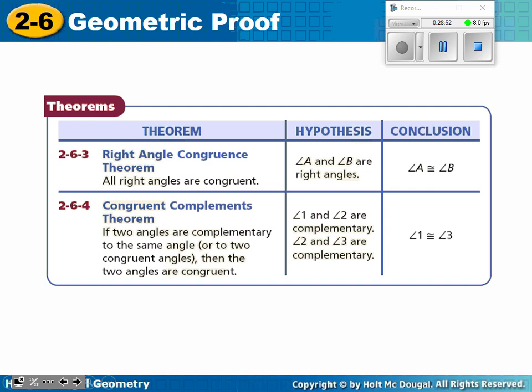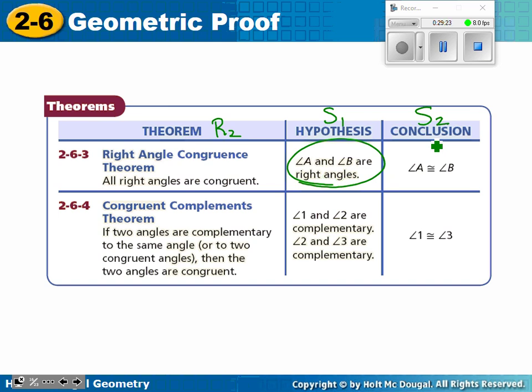The right angle congruence theorem simply says all right angles are congruent. So again, if you were in a proof, somewhere in your proof you would have that you have 2 right angles, A and B. Your next step could be those 2 angles are congruent. And the reason you can say that if they're right angles, then they're congruent is the right angle congruence theorem. Memorize the name, right angle congruence theorem.